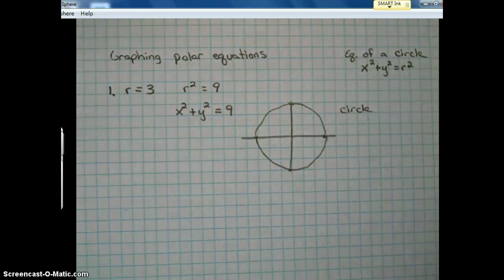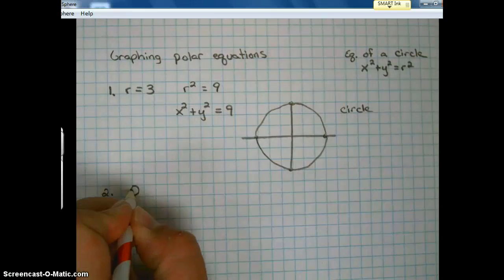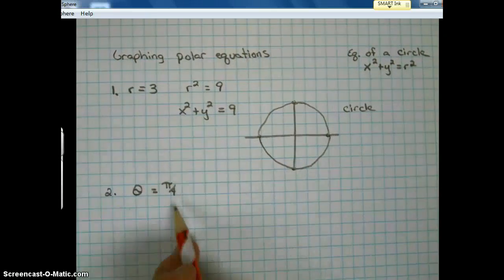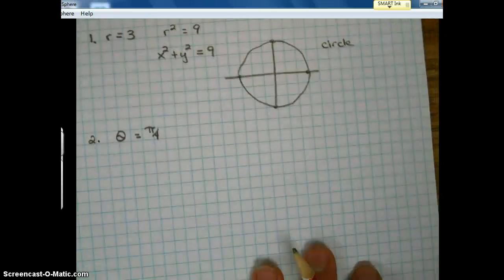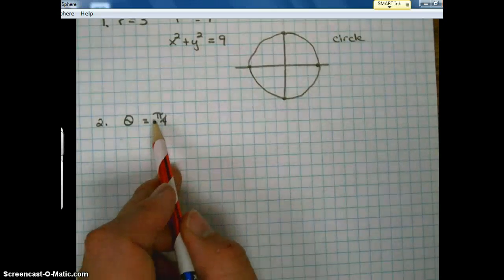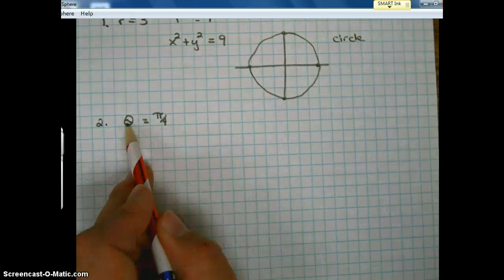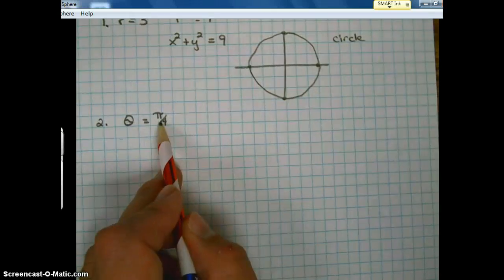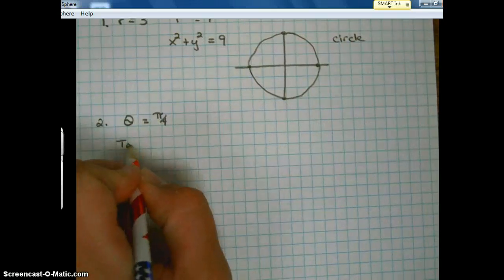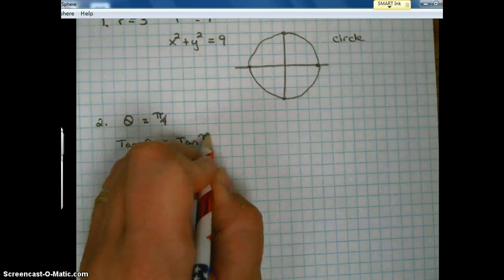All right, let's take a look at another example. Number 2. This time theta equals pi over 4. If we want to graph this, we're given an angle. So what I would do is take the tangent of both sides and see what we get here. Tangent of theta equals the tangent of pi over 4.